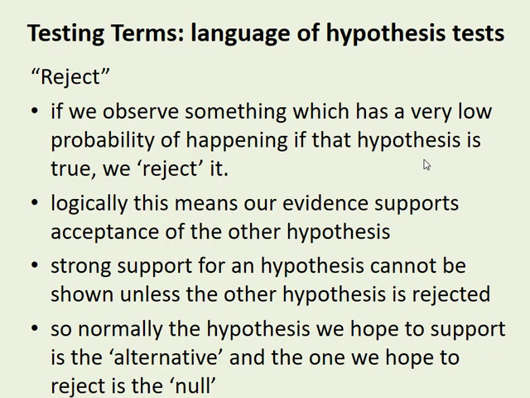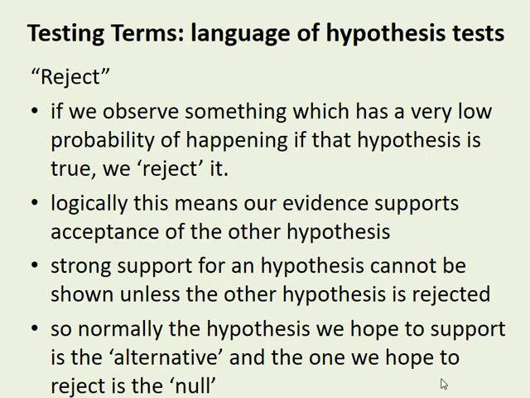Now, strong support for a hypothesis can't be shown unless you reject the other hypothesis. And I'll justify this in a minute. This means that normally the one you hope to support is phrased as the alternative, and the one you hope to reject is the null. And a famous example of that is the black swan example. So suppose you had an idea that all swans in the world are white, and you want to find some evidence to support that. Well, you might go out and see, oh, there's a white swan, that supports it. You might go to another river or lake and you see 5 white swans, and that supports it even more strongly. Then you spend a long while doing this and you find hundreds of white swans, thousands of white swans. That supports your hypothesis pretty well.